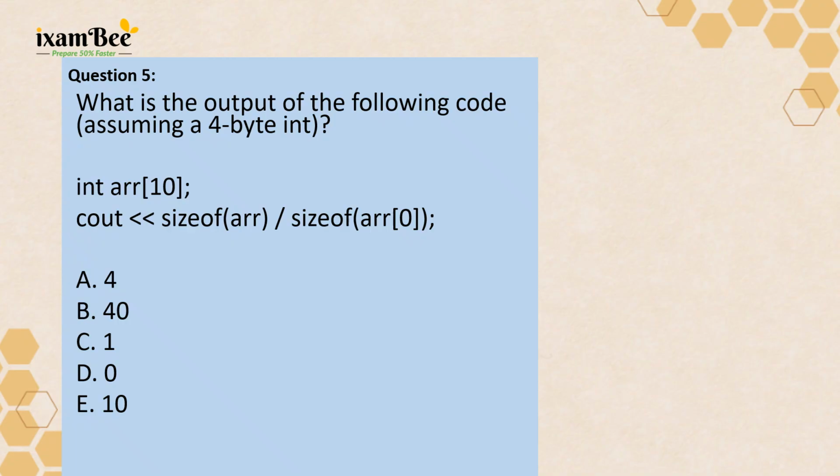In this next question, you have to predict the output assuming that we are using 4-byte int. Here you have a 10 length array and we are outputting sizeof(array) divided by sizeof(array[0]). So here sizeof(array) would be calculated as 4 times 10, which is equal to 40, and the sizeof(array[0]) would be 4 bytes. Hence the answer here is going to be 40 divided by 4, which is equal to 10.